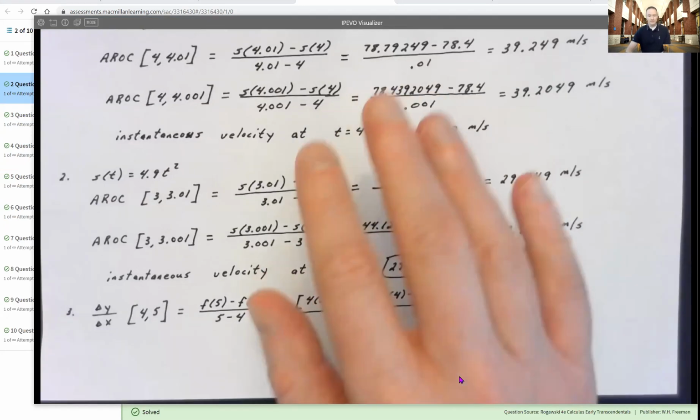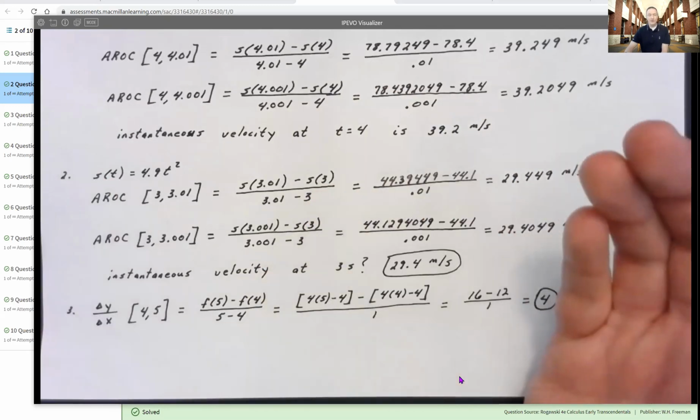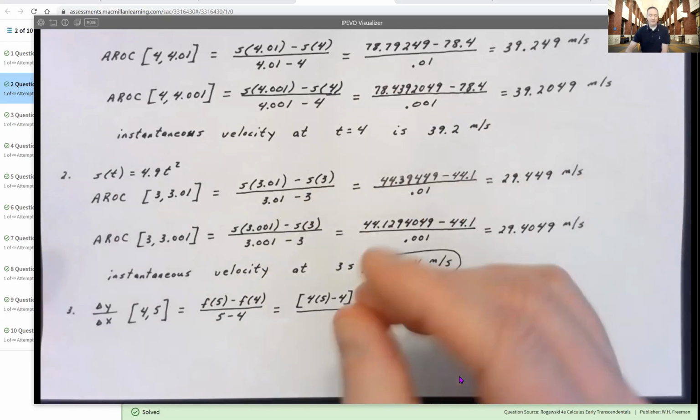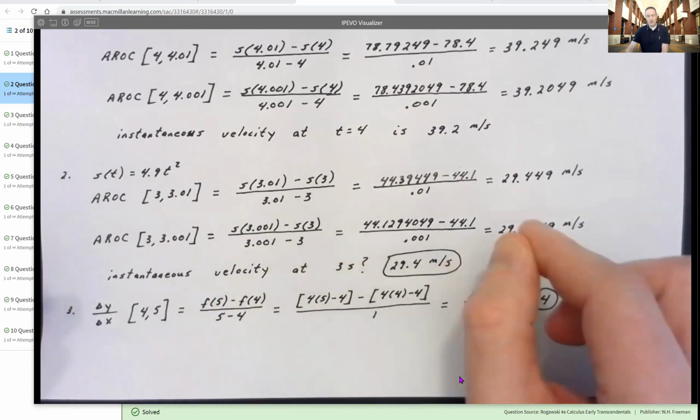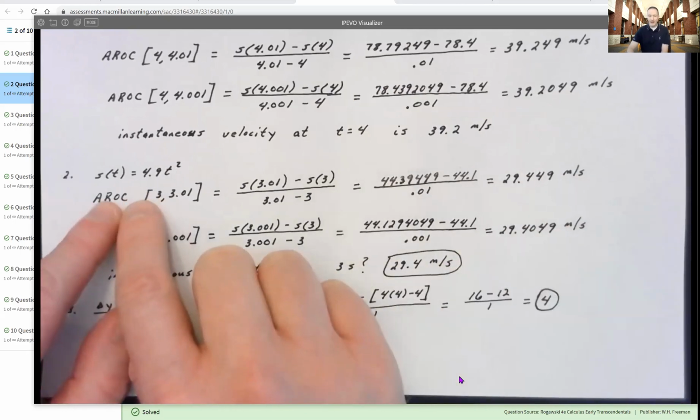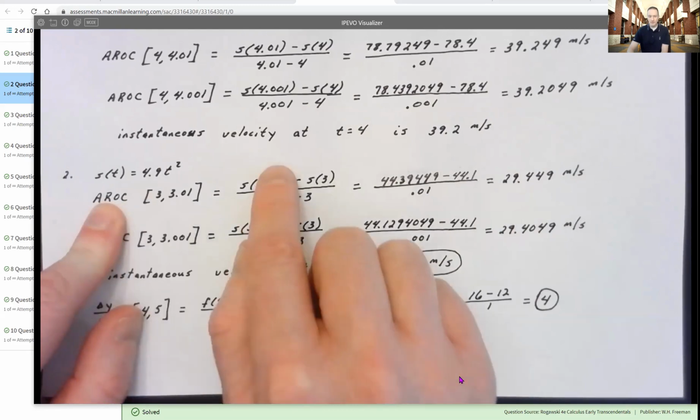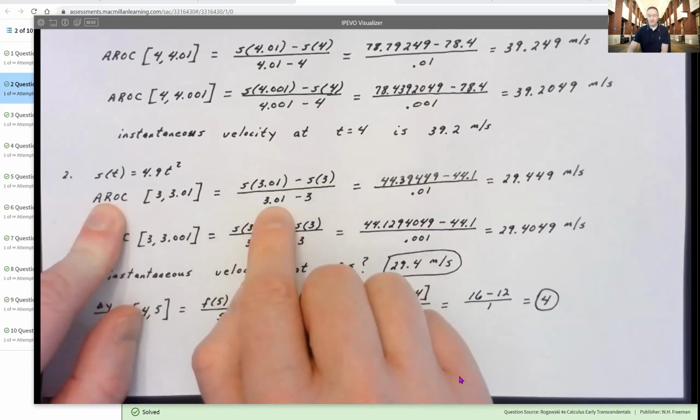So here's what I did. I said, well, if it's wanting to know what the instantaneous velocity is at 3 seconds, how about I find the velocity change, which, keep in mind, the average rate of change of position over time is velocity.